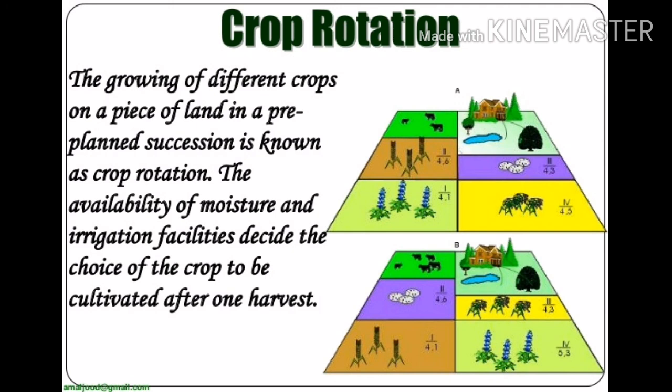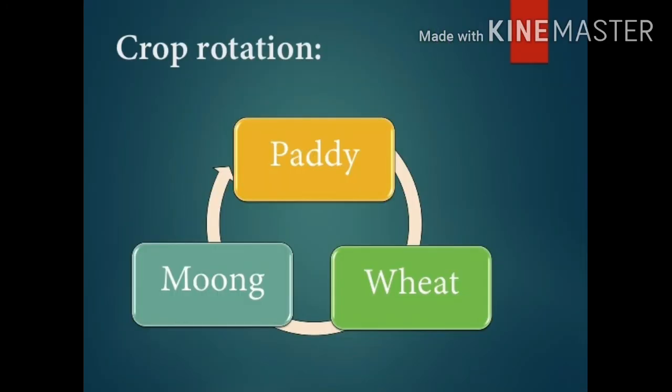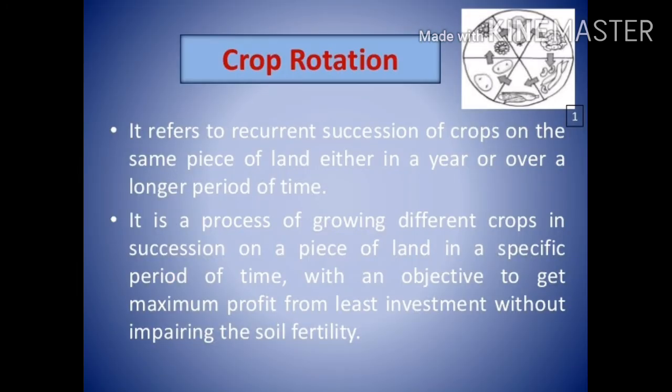And the choice of crops depends on the moisture conditions, length of rainy season, and type of soil. And if crop rotation is done properly, then 2 or 3 crops can be grown in a year with good harvest. For example, first in rainy season, we can grow paddy or rice, and afterwards we can grow wheat, and after harvesting wheat, we can grow moong.